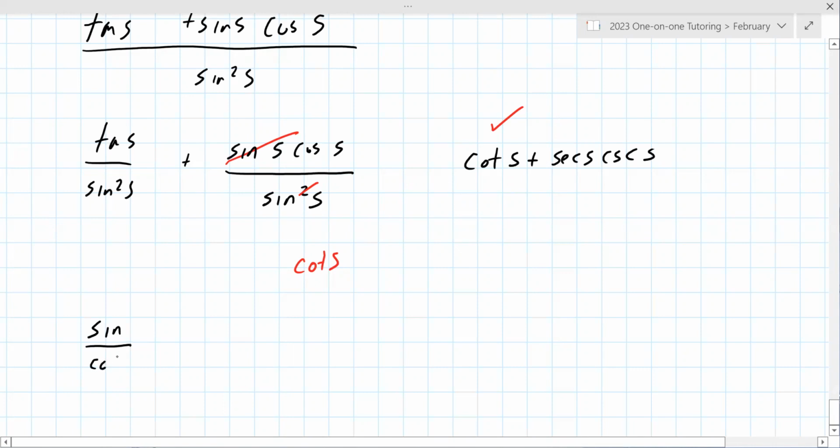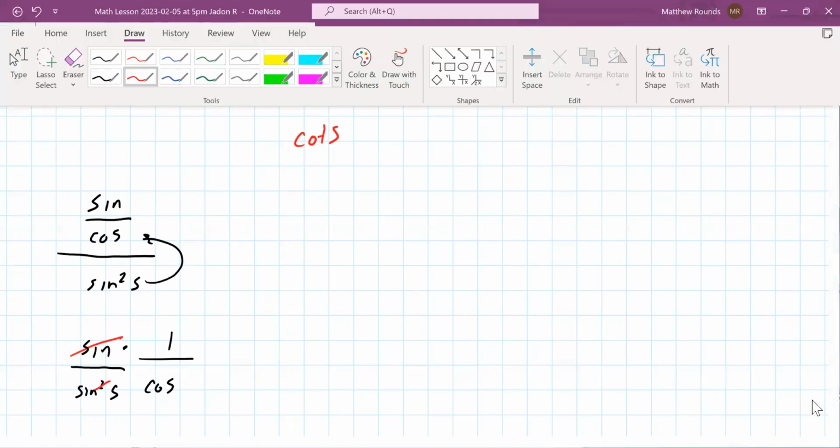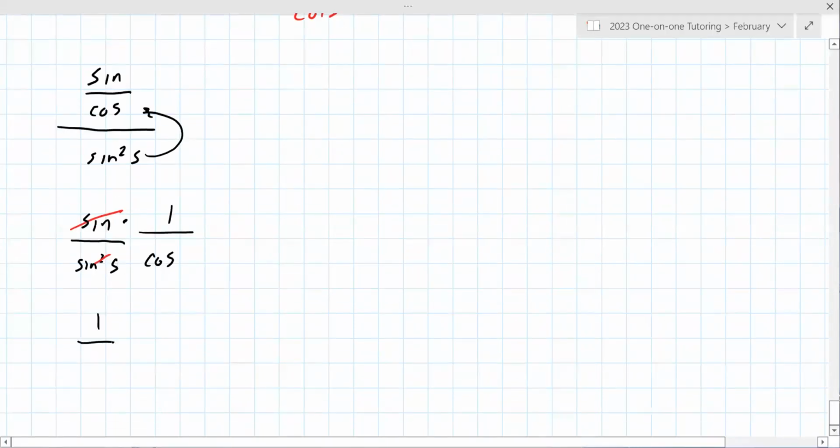over cosine, over sine squared s. And if you just do a little rewrite here, it's really sine times 1 over cosine. And then you can put that sine squared s right there. It can go into the denominator. And then that cancels that one. So you're left with 1 over sine s, which is what we wanted. That's cosecant s. So that's your cosecant s, and that's your secant s. And there you have it.